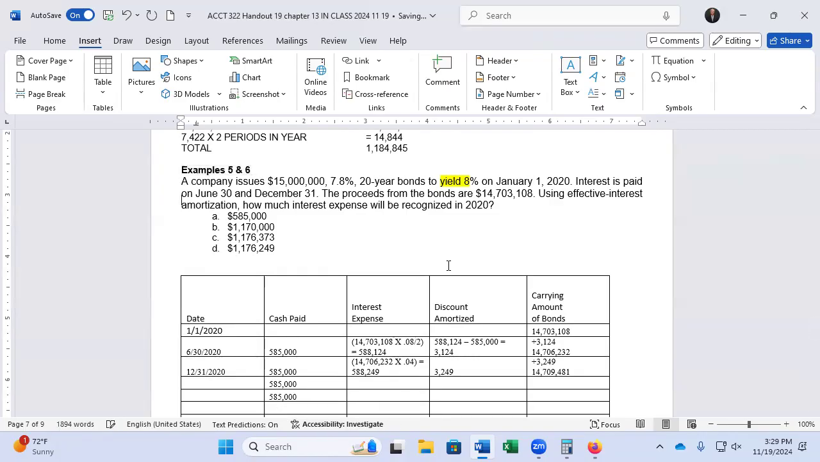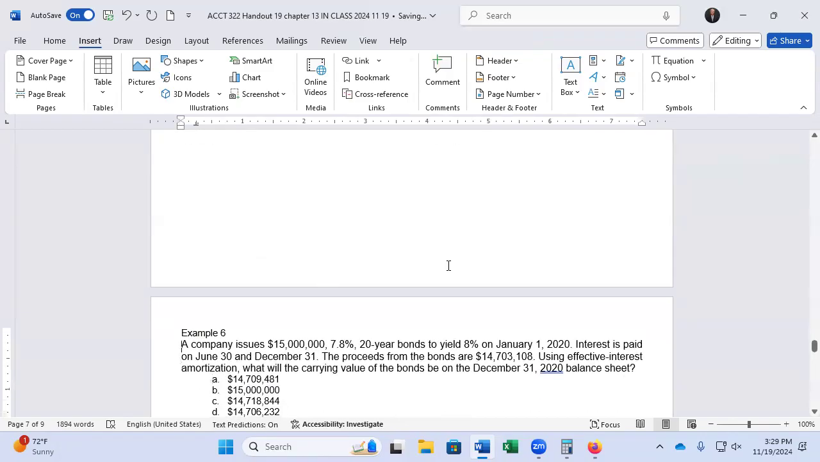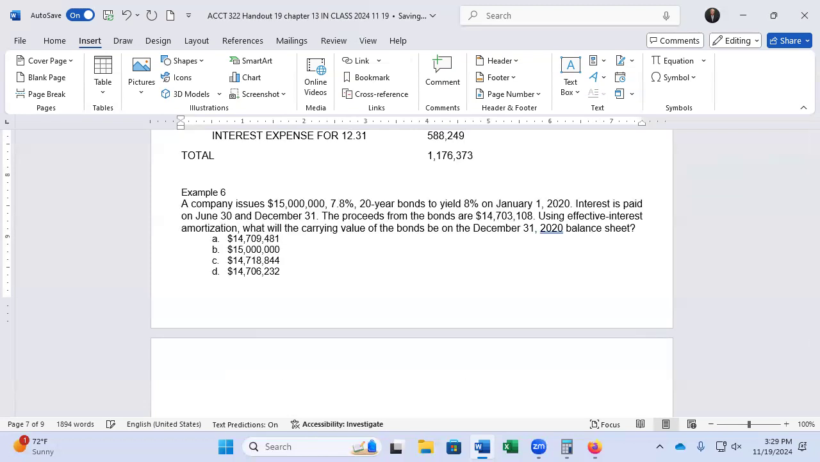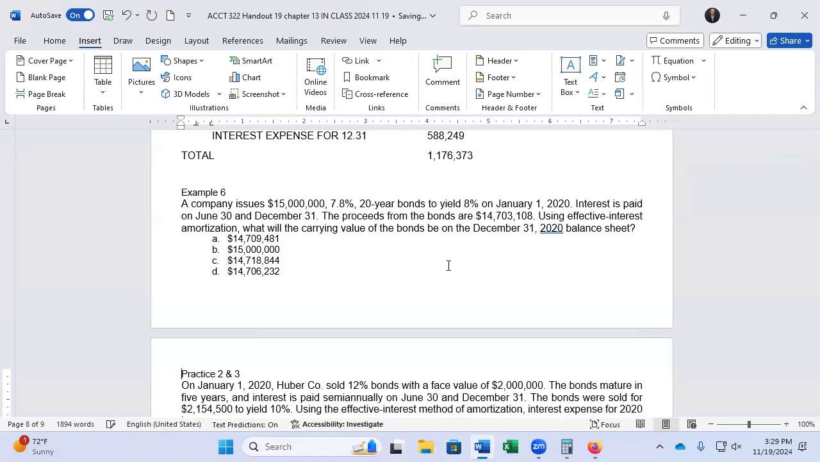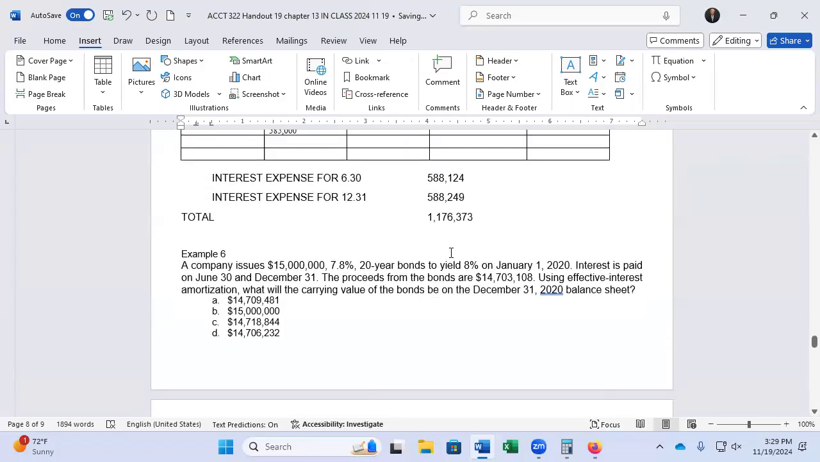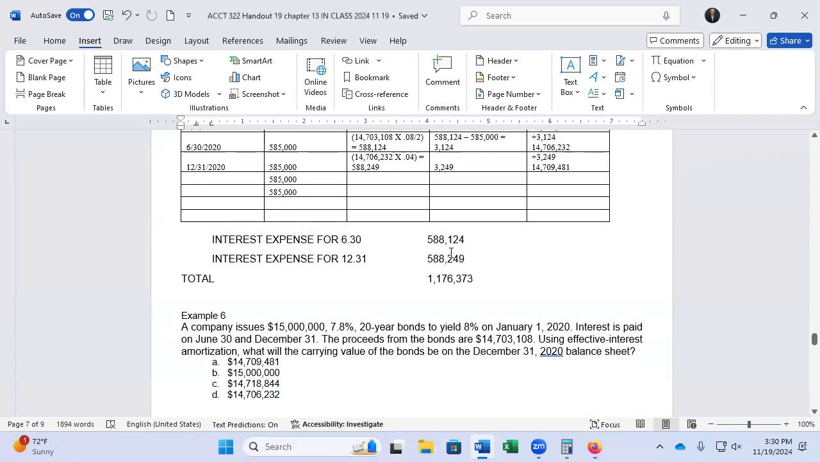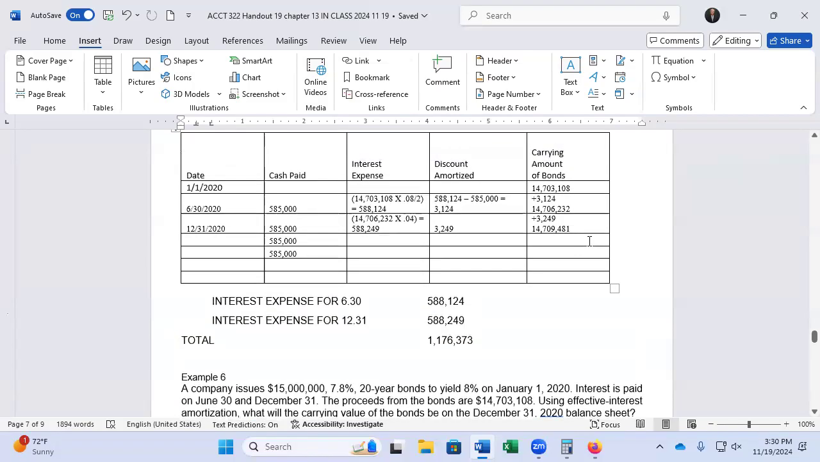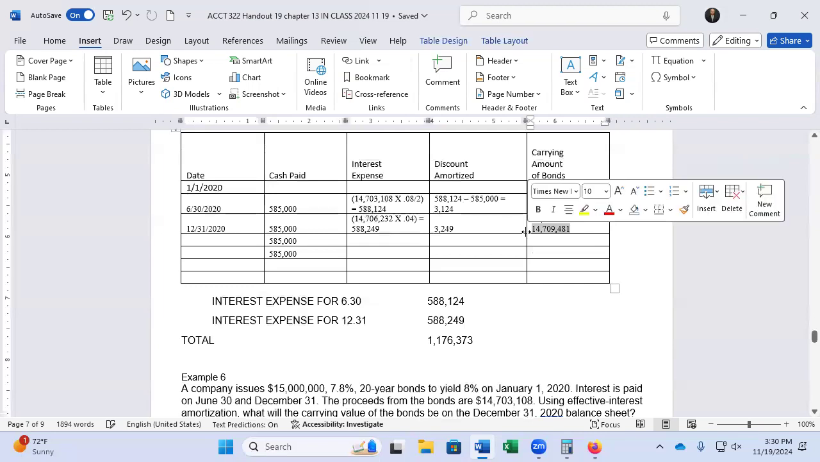Okay, now you guys should be able to answer number 6 just by kind of peeking at it, because we've already done everything that needs to be done. What's our carrying value as of December 31, based on this chart? I mean, yeah, December 31, 2020. Good.